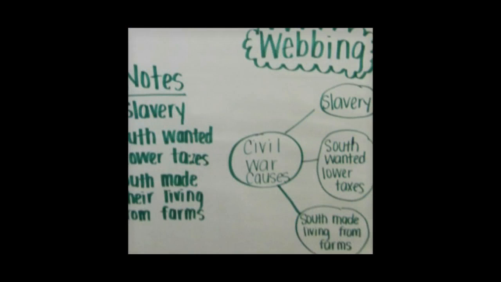Another organizational tool you might choose to use is webbing, and I think you're all familiar with webbing. You can see over here we have the same ideas that we had in the column style, but it's just listed differently. Instead of doing columns, there is one circle here with the topic Civil War causes, and then the little shoot offs from the topics, and you would have some keywords written in the circles that shoot off of the main topic, such as slavery, South wanted lower taxes, South made their living from farms. The exact same notes that we had over here, just a different way of organizing it.